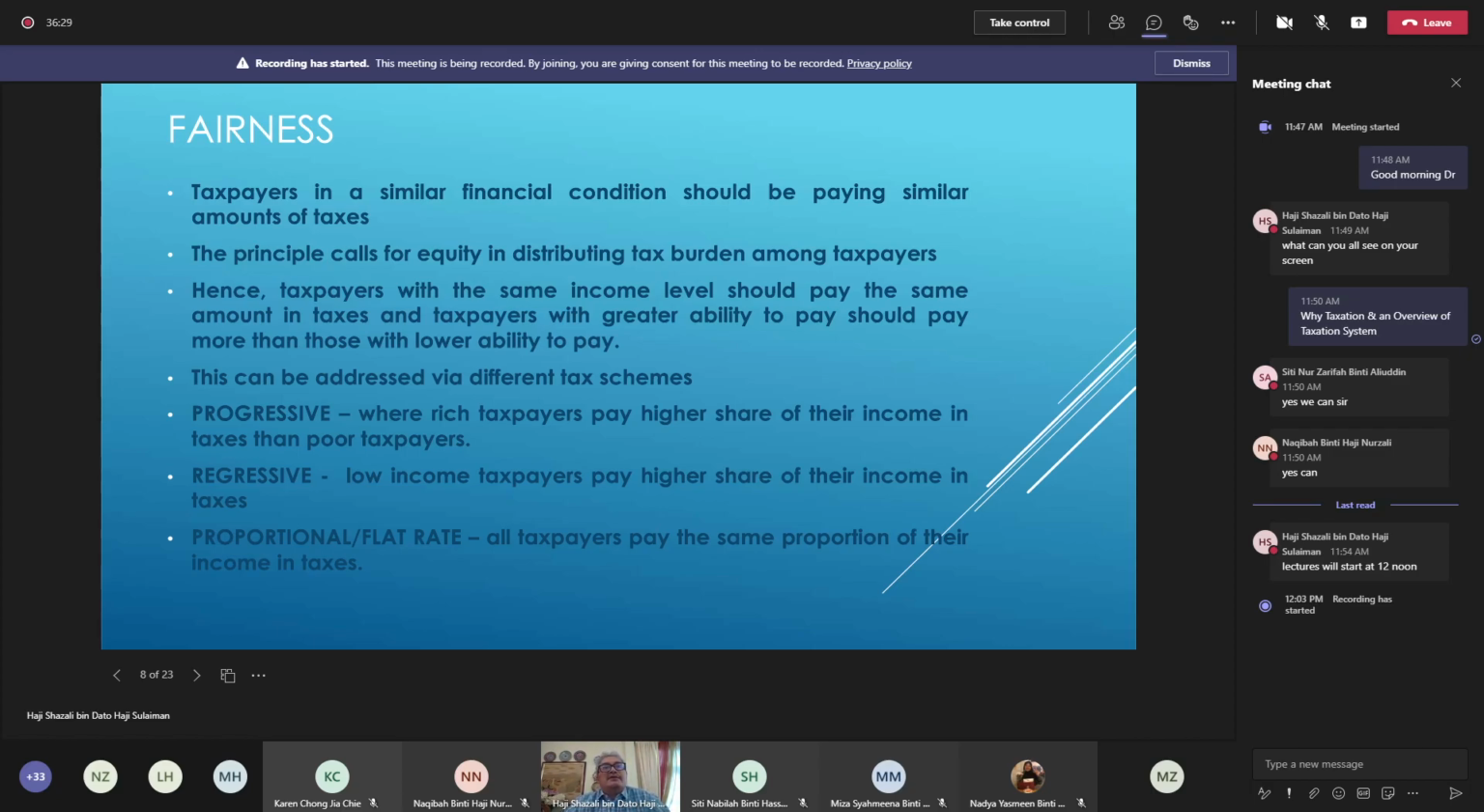So there are different types of scheme. Progressive: this is where wealthier taxpayers pay a higher share of their income in taxes than poor taxpayers. Regressive is the opposite: low-income taxpayers pay a higher share of their income in taxes. Or proportional, or flat rate: all taxpayers pay the same proportion of their income in taxes. So whether your salary is 1,000, 100,000, or 1 million, you pay a flat rate of a certain amount. And the progressive tax rate is the higher your salary, the higher your tax rate.